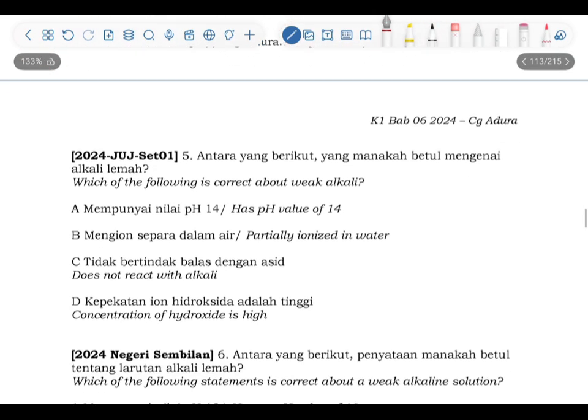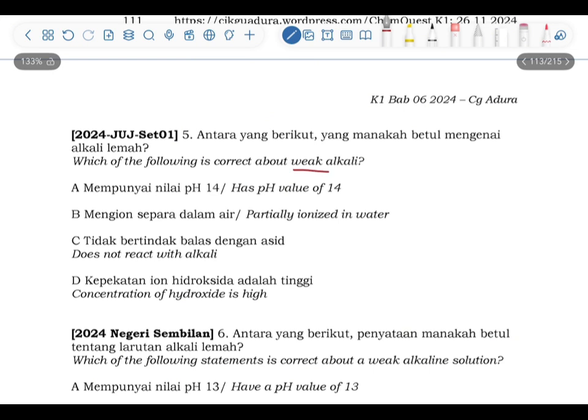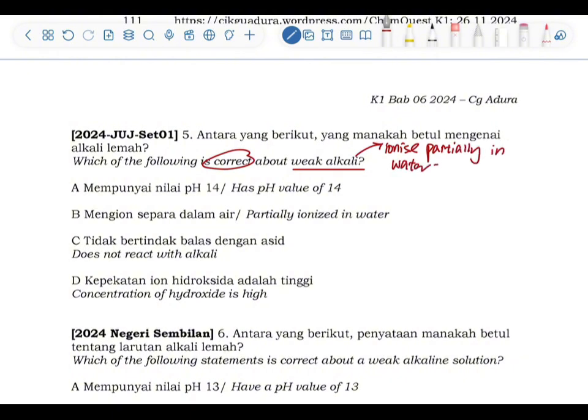So next question, which of the following is correct about weak alkali? We need to find the statement for the weak alkali. First, if we say this is a weak alkali, it means that it only ionizes partially in the water to produce the hydroxide ion. So let's go through the statements one by one. It has a pH value of 14.